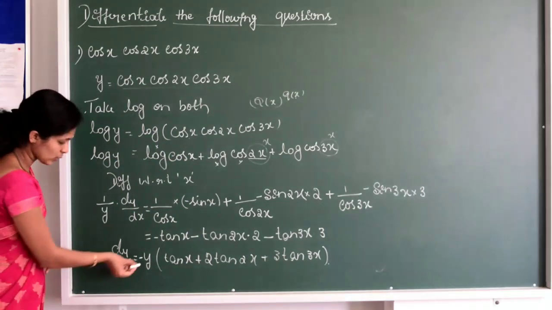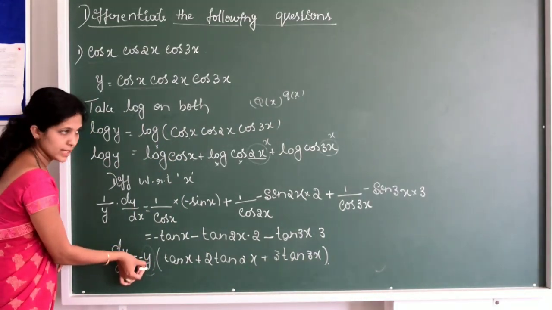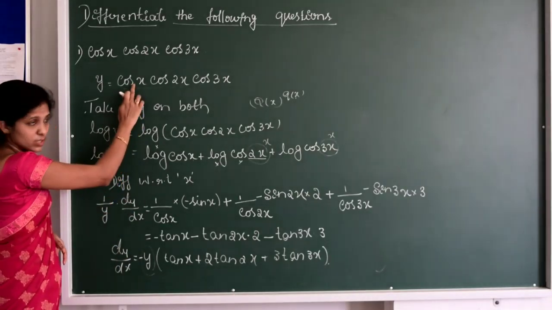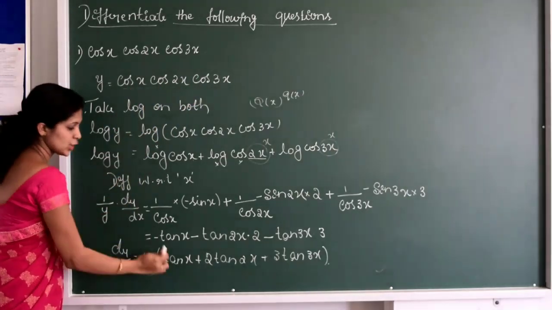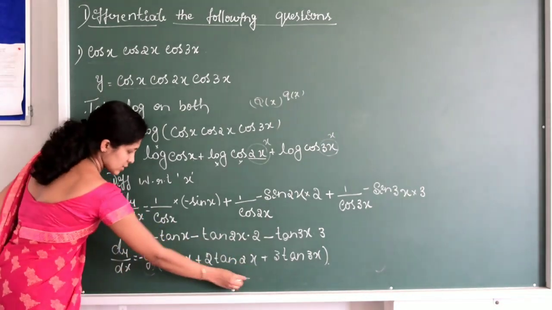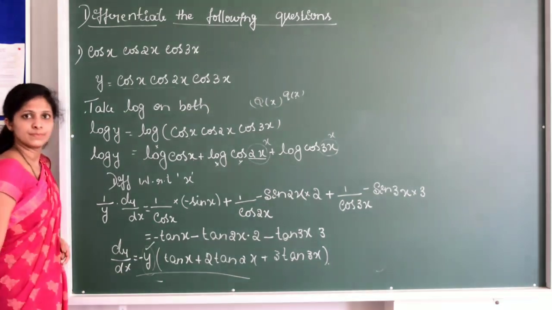Now finally you have to substitute the value of y. Is it clear? Finally you write y is equal to cos x. So the answer will be minus cos x cos 2x cos 3x into tan x plus 2 tan 2x plus 3 tan 3x. Finally substitute the value of y here.